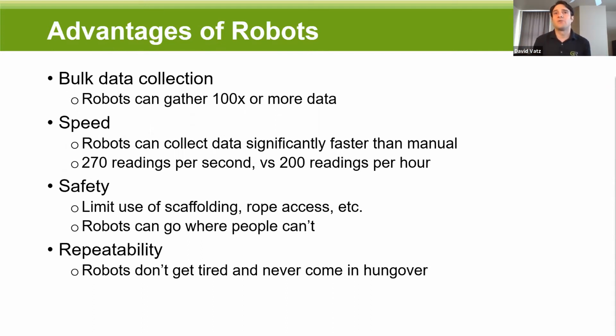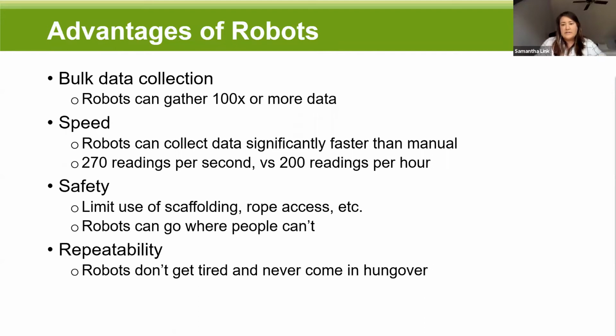And then finally, repeatability is a big factor with robotics. A robot's never going to get tired. It's never going to come in hungover. It's always going to get the job done. And it's going to do the same thing year after year, no matter what. So your data collection method, you can be certain that it's going to be exactly the same year after year, and you'll be able to repeat that inspection over and over again to get good trending data.